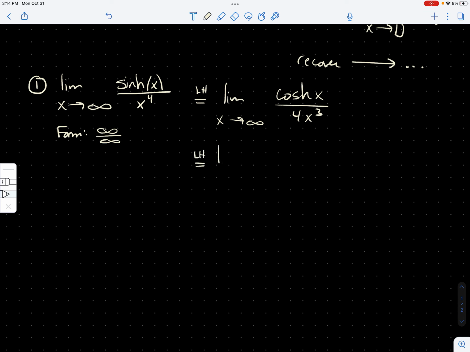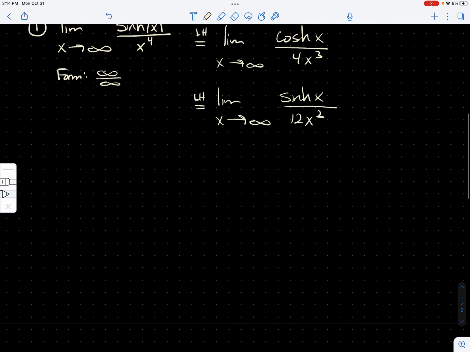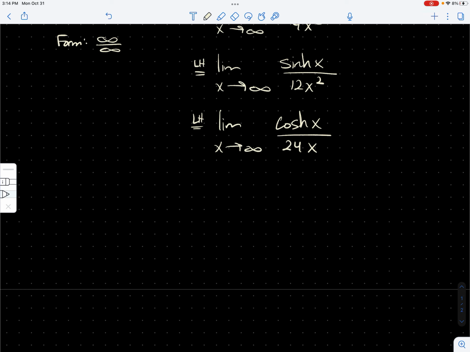Do it again. I get the limit as x goes to infinity of the sinh of x over 12x squared. Suddenly you kind of get the pattern. I'm going to do this 2 more times, and the variables downstairs are going to go away. For completeness sake, I'm going to write it all out here. I probably wouldn't put a 4-step problem on a test just for time's sake, but you should be able to do it. I get cosh of x over 24x. Form is still infinity over infinity. So last time I get the limit as x goes to infinity of the sinh of x over 24.